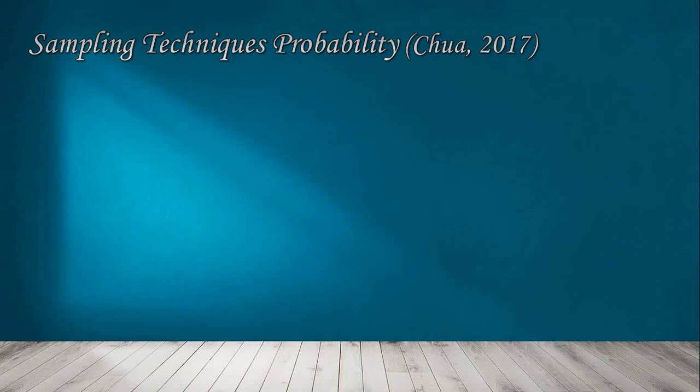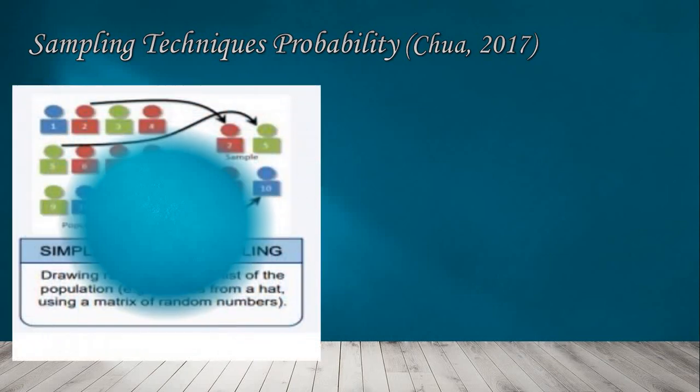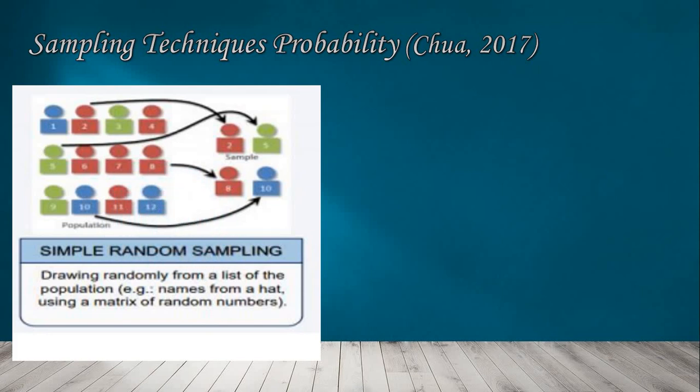This time, we're going to be talking about the sampling techniques, probability, from Chua. First, we have the simple random sampling, drawing randomly from a list of the population. So, example, names from a hat using a matrix of random numbers. Let's say meron tayong 12 people or 12 students as our population. Tapos, ilalagay natin siya sa hat. So, lalagay natin siya sa sombrero.